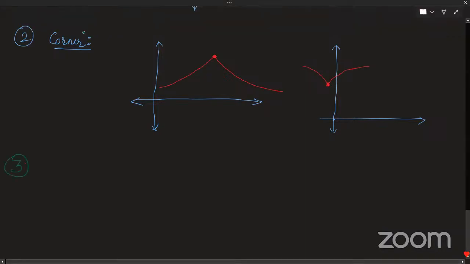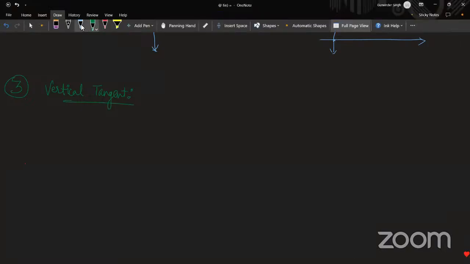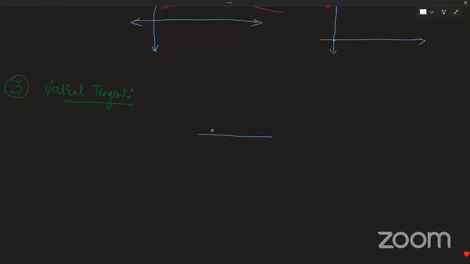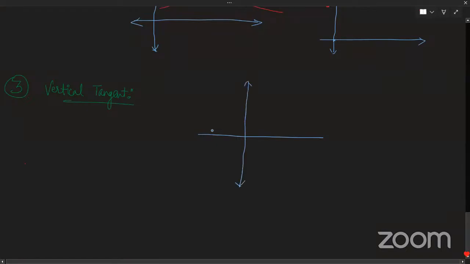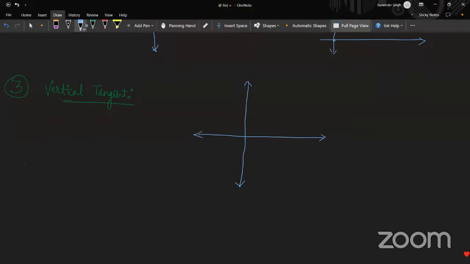And a third possibility, which rarely comes into the picture, is a vertical tangent. A vertical tangent basically means that it may be possible that you have a closed curve, like for example an ellipse or a circle. So for example, you have this kind of ellipse. I'm just drawing the positive side of the ellipse. Or okay, just a minute. Let me take it the other way around.